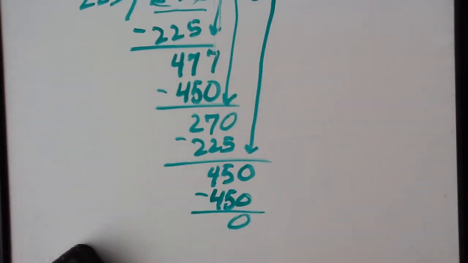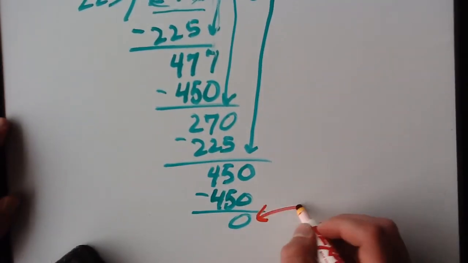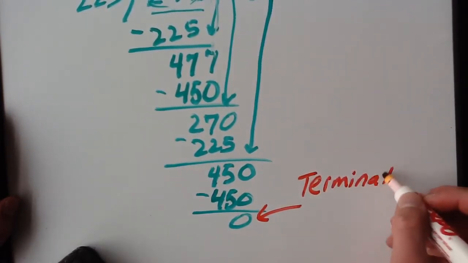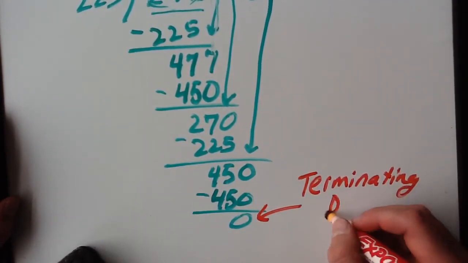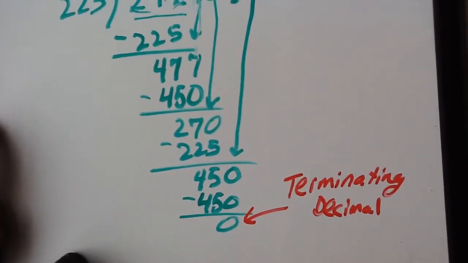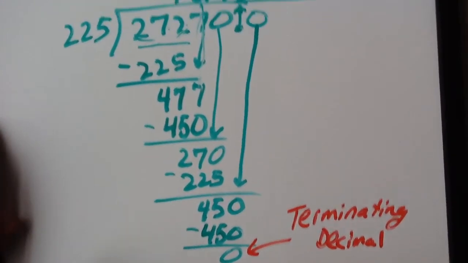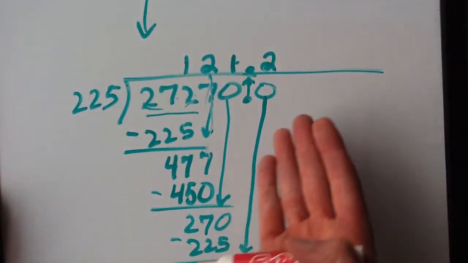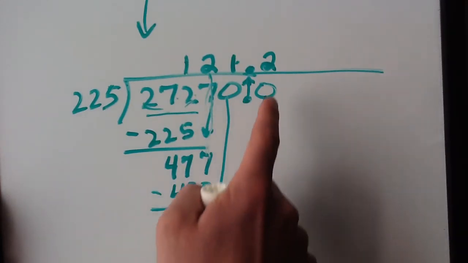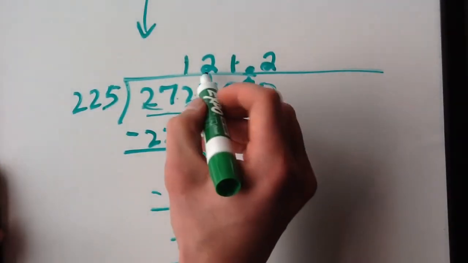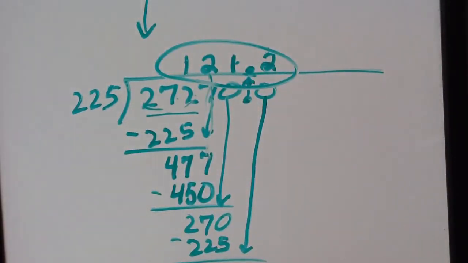Okay, since my remainder is 0, this tells me this is what we call a terminating decimal, which means that the decimal ends. There's a stopping point. It ends after the digit 2, right? We get 121 and 2/10. It doesn't keep going forever and ever and ever. It stops right at the 2. So this would be my answer, 121 and 2/10. That's what I would circle.